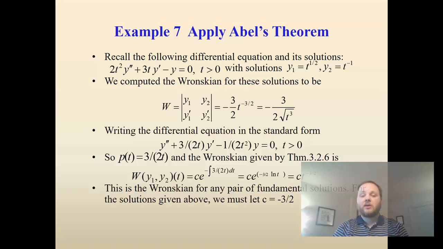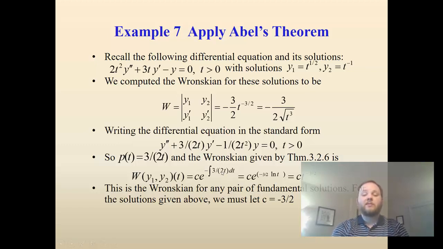So take a look at this one we did earlier, right? We talked about the solutions y1 and y2, where y1 was the square root of t, and y2 was 1 over t, for that differential equation that we see here. And we calculated its Wronskian as negative 3 over 2 square root of t cubed. But if we standardize the form first, get 3 over 2t, and plug it into Abel's theorem, notice we will get a very familiar looking form.